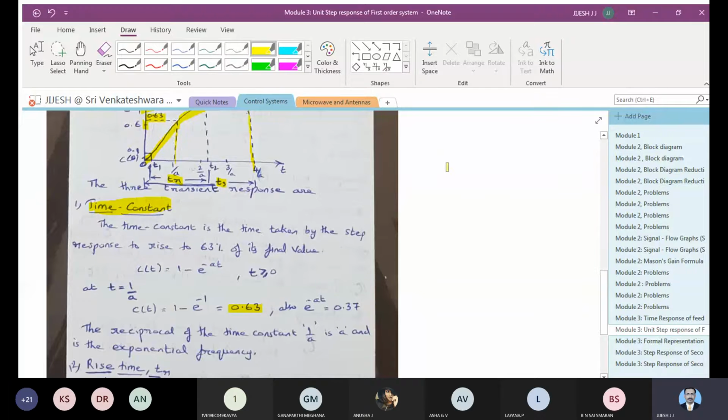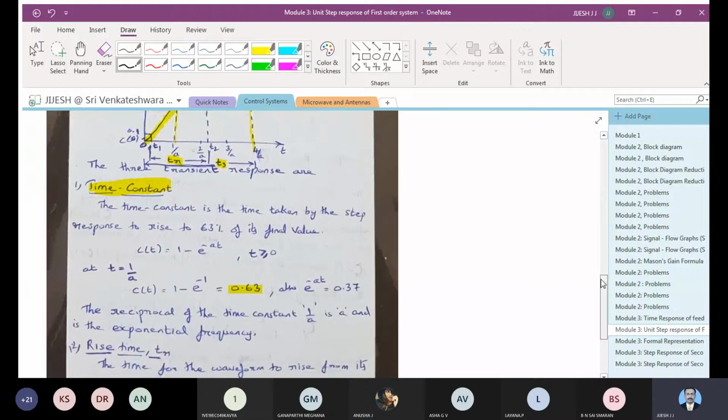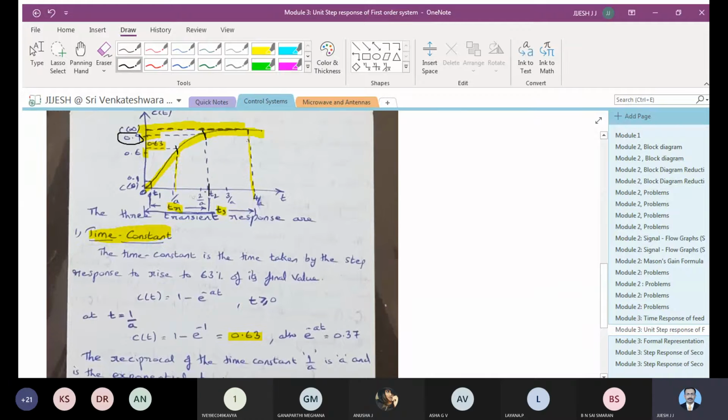Then we will move on to the next one, called the rise time, denoted as TR. Rise time is a little further ahead. We have seen the system reaching up to this point, and now we are going to see the system reaching almost 90%. This is very important. The first one is called the time constant, and the second is the rise time, denoted as TR, which is the time taken for the system to reach 90%.